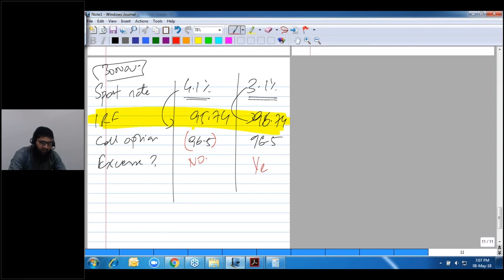But in this case, yes. Why? Because I'm going to buy at 96.5 and I'm going to sell at 96.74, so I'm going to have an advantage. I hope you got it. So there is no gain or loss in the first scenario, but you will have a gain in this scenario. What is that gain? You have bought at 96.5, you have sold at 96.74, so you have got a gain of 0.24%. Do you people get it?